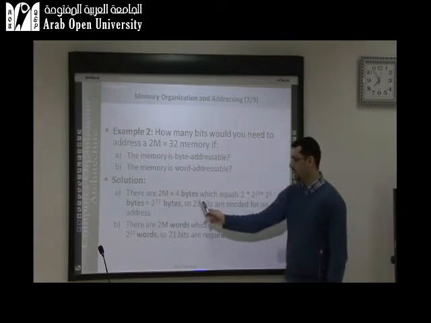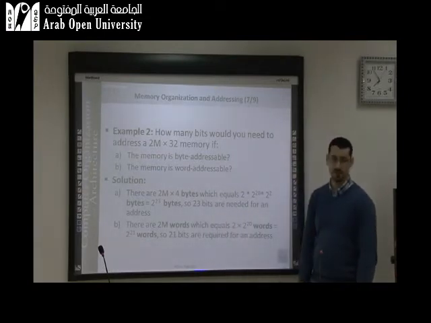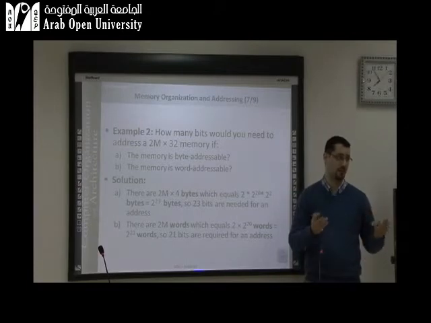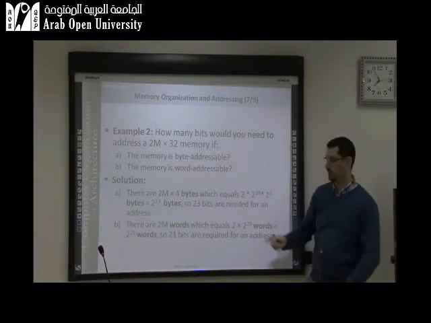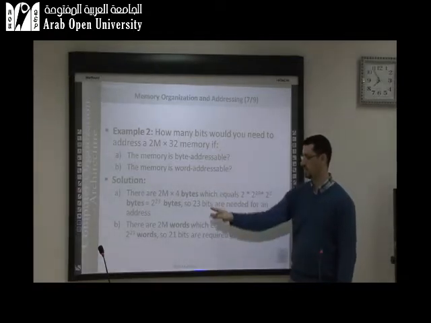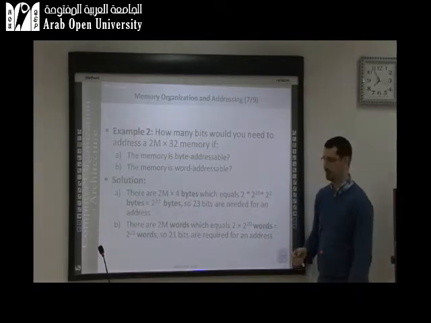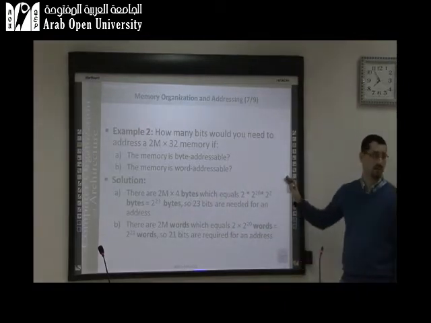So how many bits do we need here? We need 23 bits, which is evident because we are using a smaller location size. So we have more locations, and hence we need more bits to address them. Is this clear?